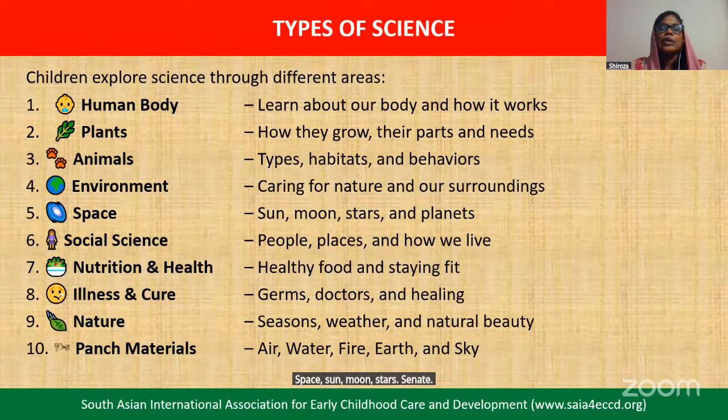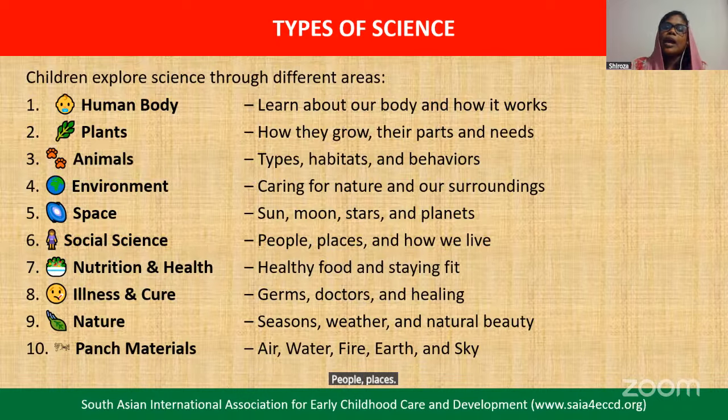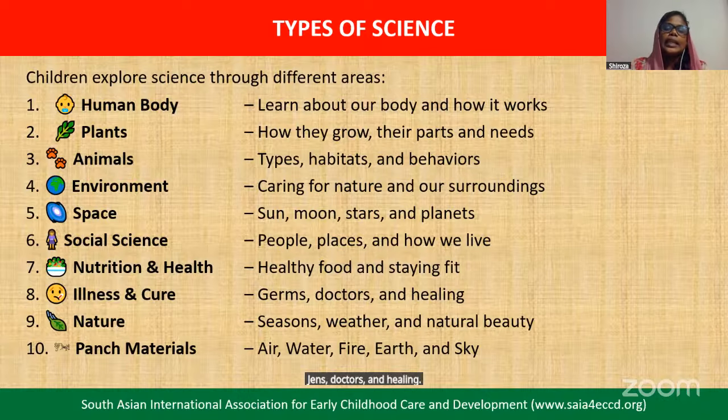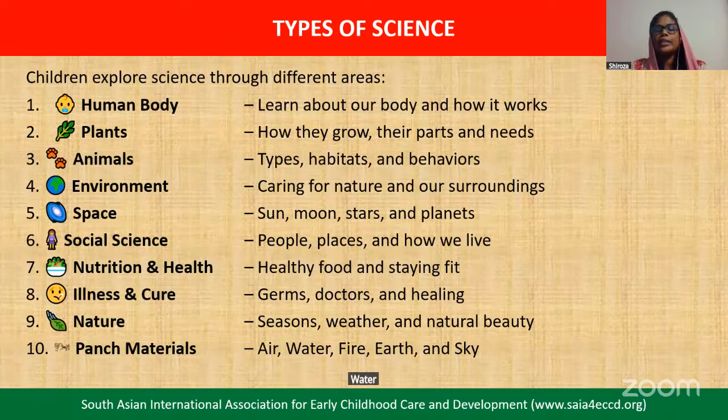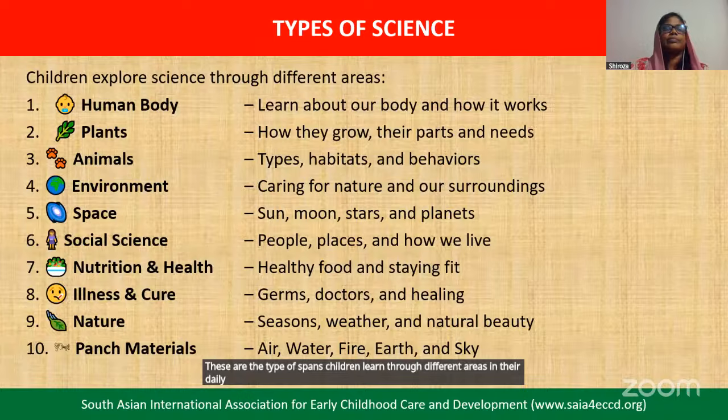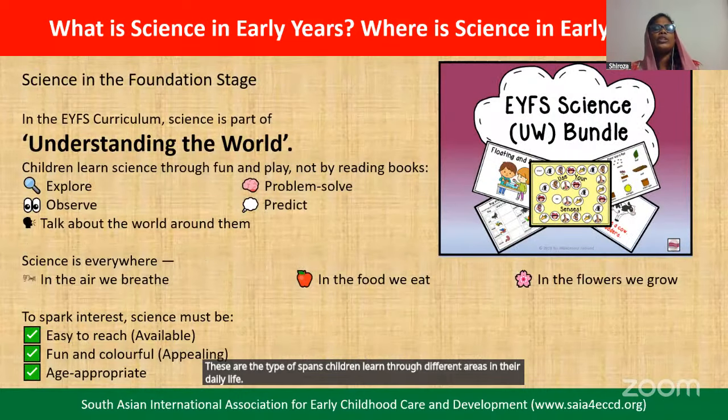Social science: people, places, and how we live. Nutrition and health: healthy food and fitness. Illness and care: germs, doctors, and healing. Nature: they learn about nature, seasons, weather, and natural beauty. Materials: air, water, fire, earth, and skies. These are the types of science children learn through different areas in their daily life. Now we go to the next slide.